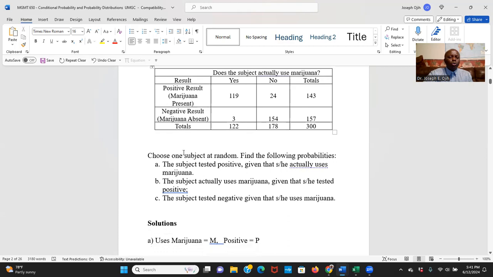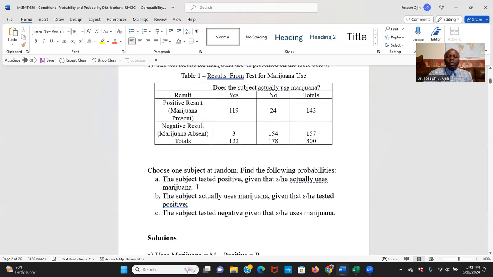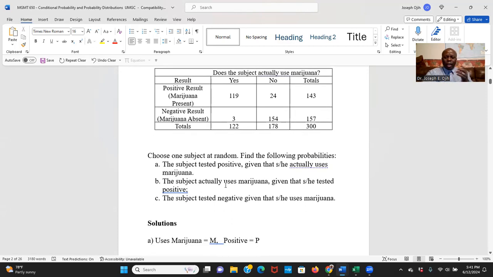It said, choose one subject at random. Find these probabilities. The subject tested positive, given that he or she actually uses marijuana. The subject actually uses marijuana, given that he or she tested positive. The subject tested negative, given that he or she uses marijuana. So for this kind of thing, the best thing to do is to get the totals, and they gave them to us already here. Then you identify the outcomes that you're looking for.